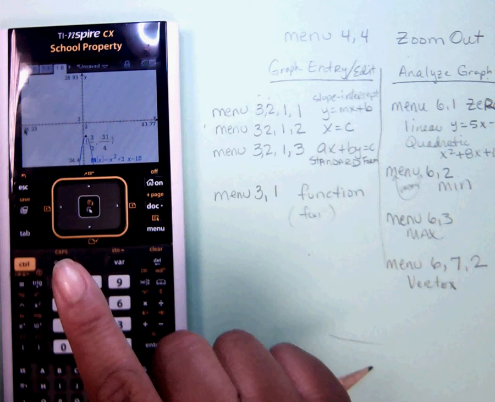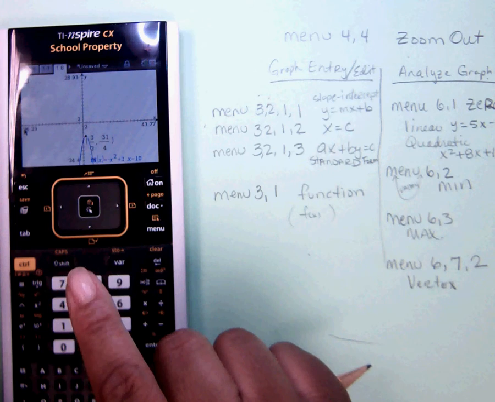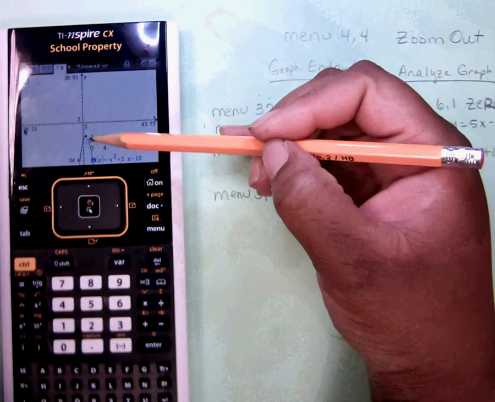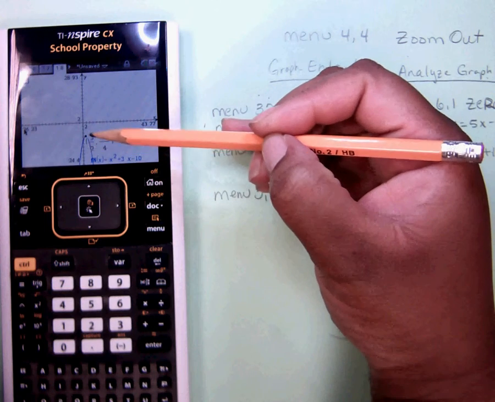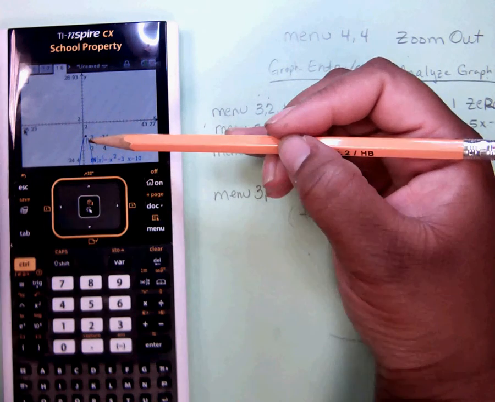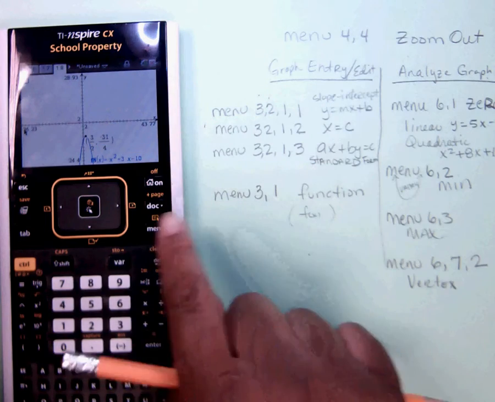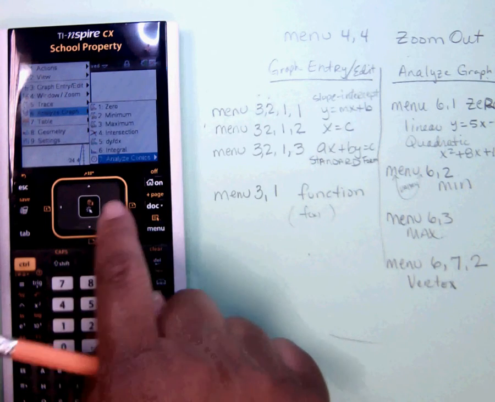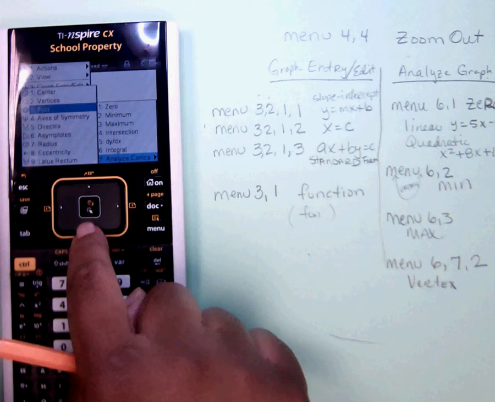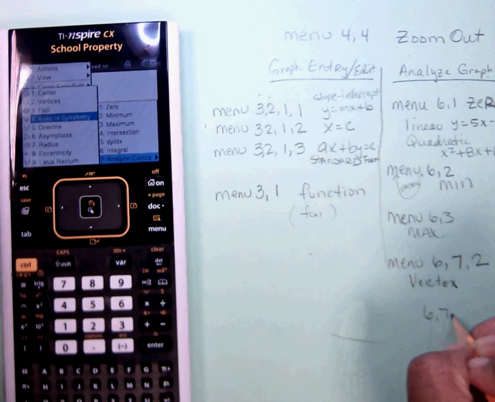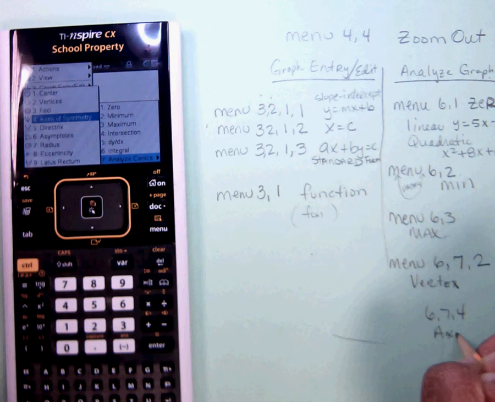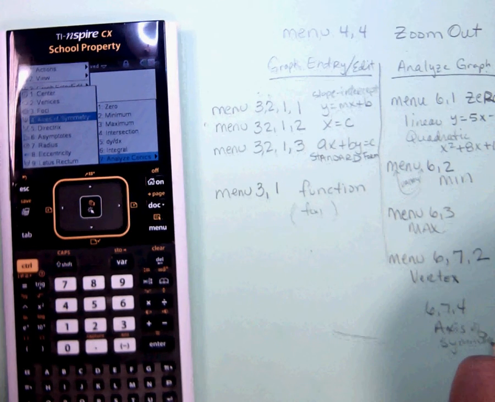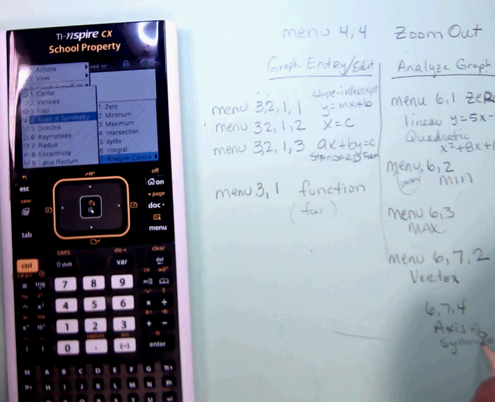Doing these problems, you also have to find the axis of symmetry. I've taught most of you that the x value is the axis of symmetry, 3/2. So you should know that. But if you forget, you can do menu 6, 7, 4. That's the axis of symmetry. And that works for you. Okay?